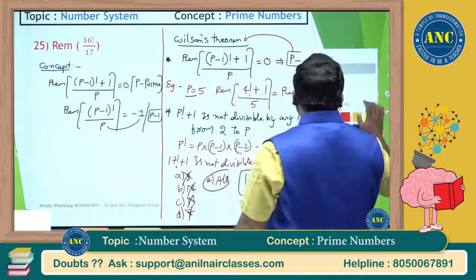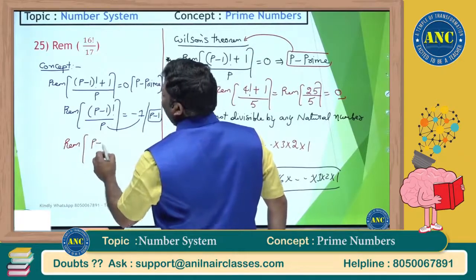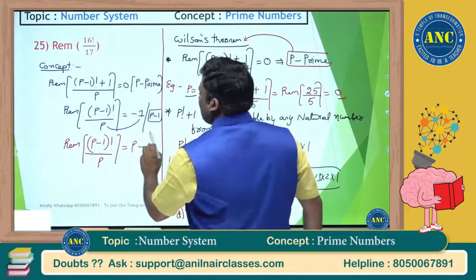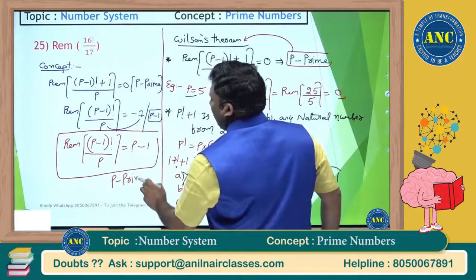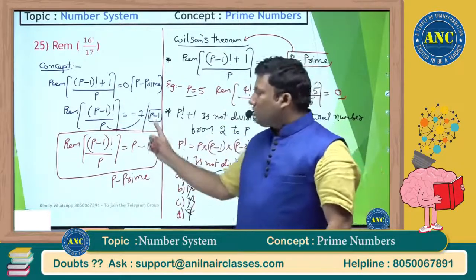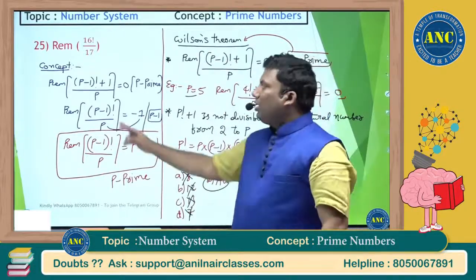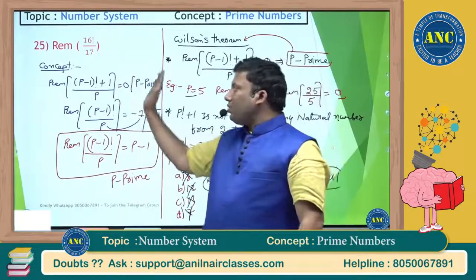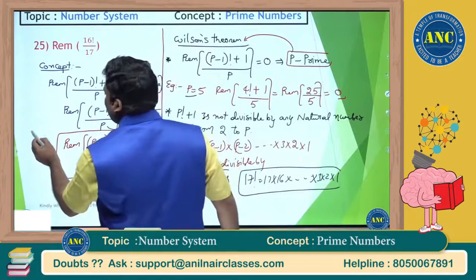Extremely important key point. (p minus 1) factorial divided by p, the remainder is p minus 1. From where did you get p minus 1? Plus 1, if it goes to the right hand side, is minus 1. If you get a negative remainder, add it to the denominator. So it is p minus 1. (p minus 1) factorial plus 1 when divided by p is 0. Plus 1 goes to the right hand side as minus 1. So p minus 1. Very, very important concept.